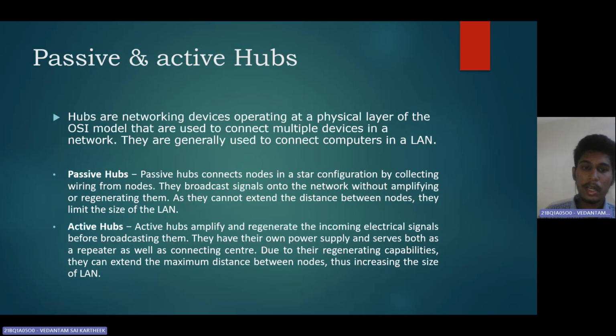Passive and active hubs are networking devices operating at the physical layer of the OSI model that are used to connect multiple devices in a network. They are generally used to connect the computers in a lab. In hubs, there are two types, called passive hubs and active hubs. Passive hubs connect nodes in a star configuration by collecting wiring from the nodes. They broadcast signals onto the network without amplifying or regenerating them, as they cannot extend the distance between the nodes. They limit the size of the LAN.